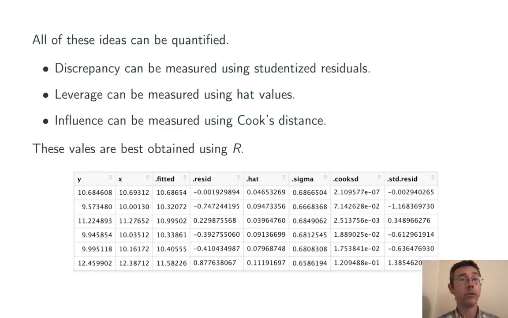Now, none of these are fun to compute by hand, and so of course you shouldn't do it. R is really the best way to go about it. In particular, you tend to get outputs like this if you use the broom package. So there'll be a video on that as soon as I can get around to it.